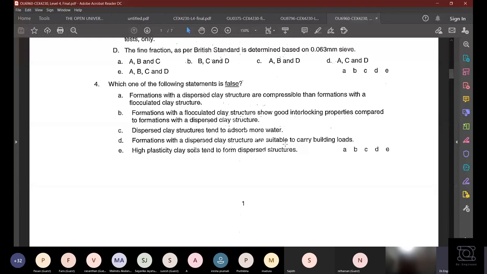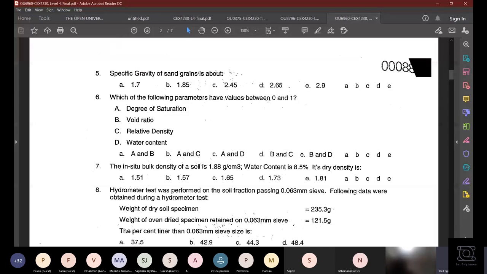Question 5, specific gravity of sand grain is mostly about 2.65, statement D, right? So which of the following parameters have values between 0 to 1? We discussed this already. Degree of saturation can be 0 to 1. Void ratio can be higher than 1. Relative density can be higher than 1. Water content also can be higher than 1.